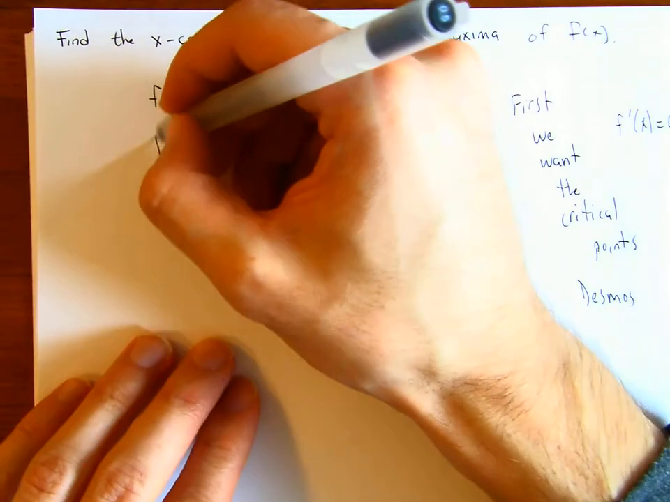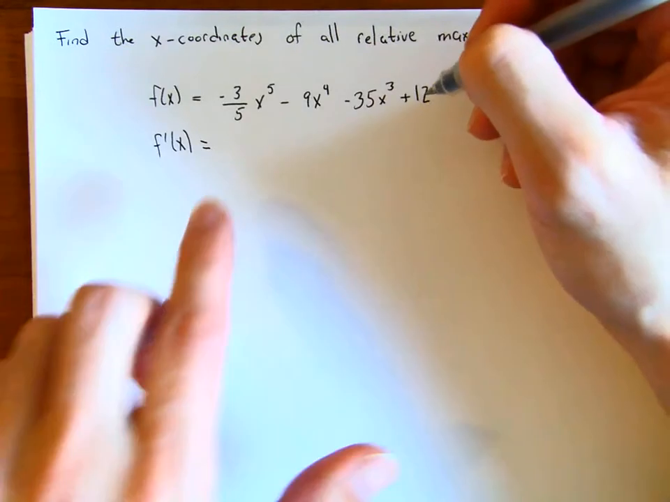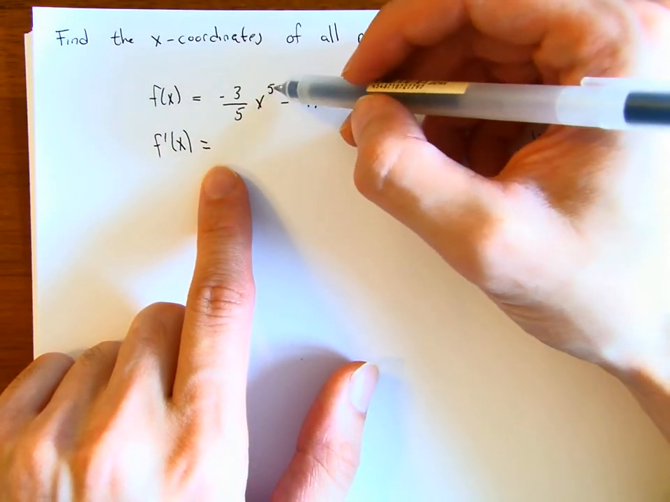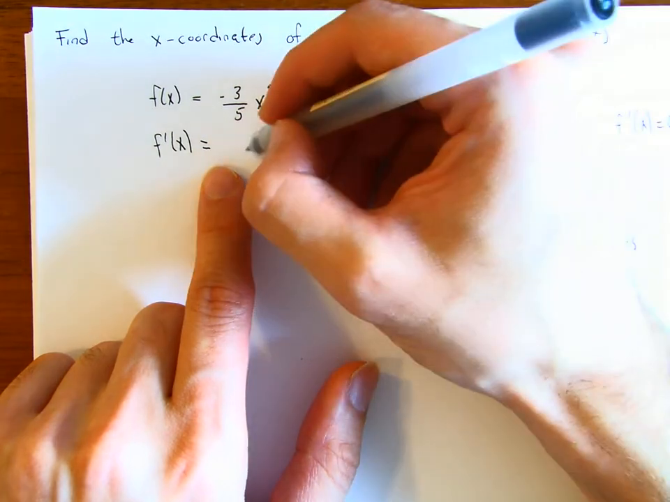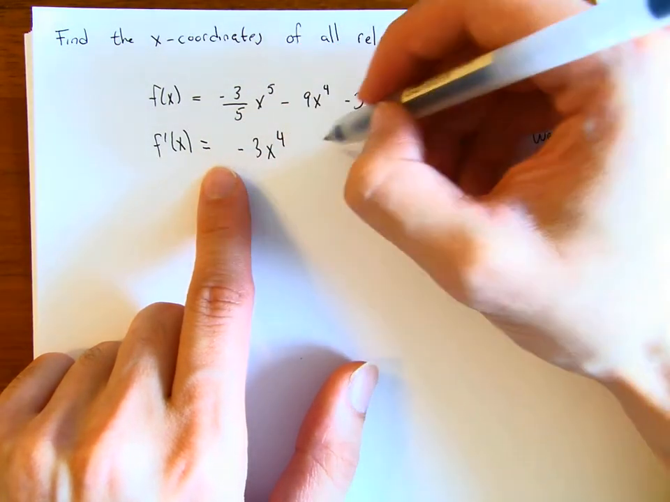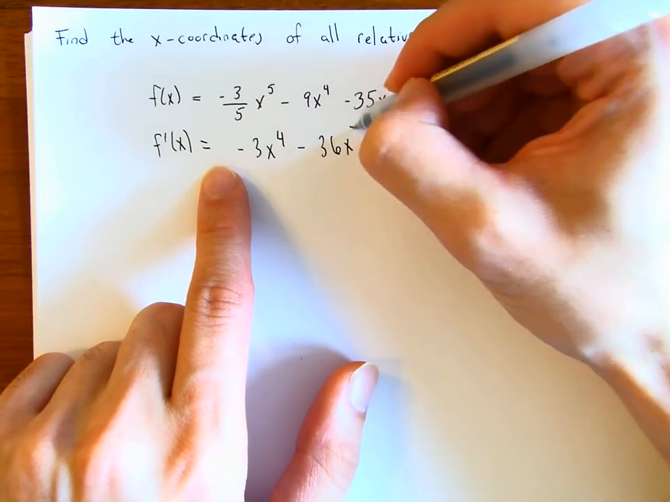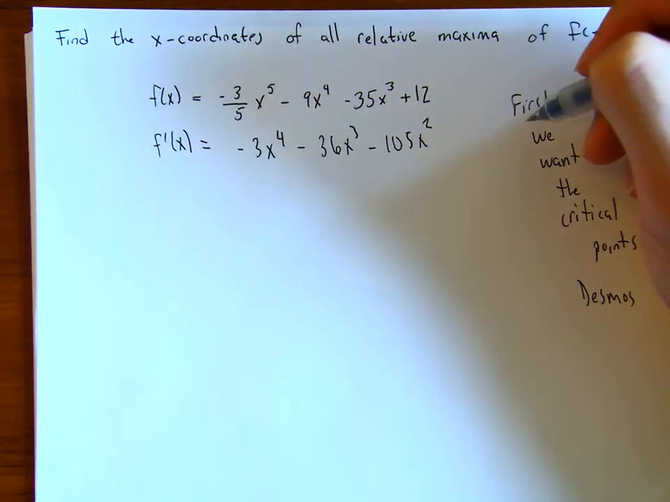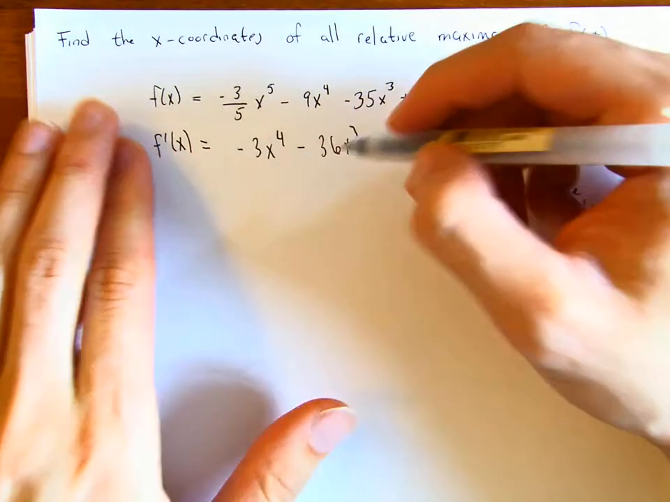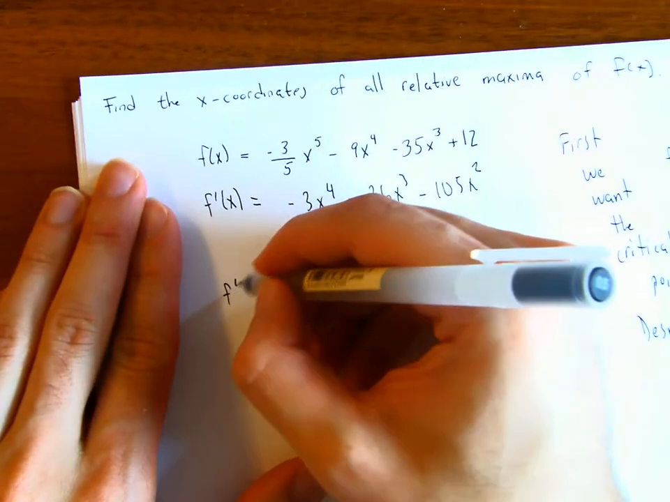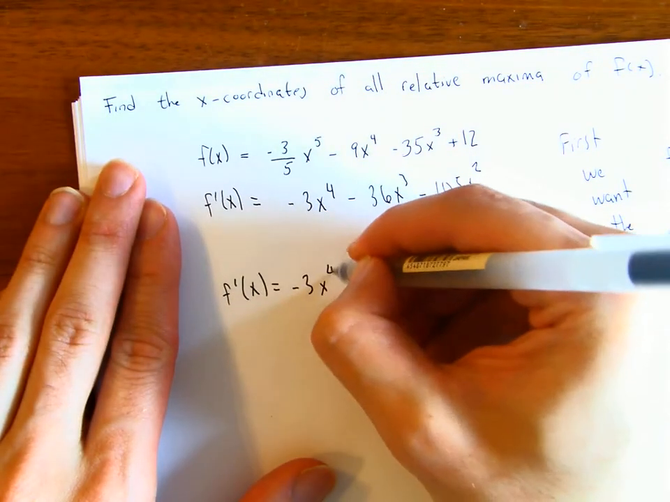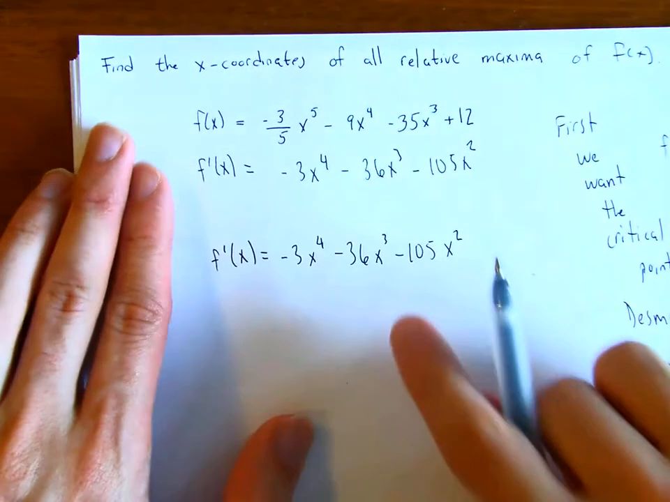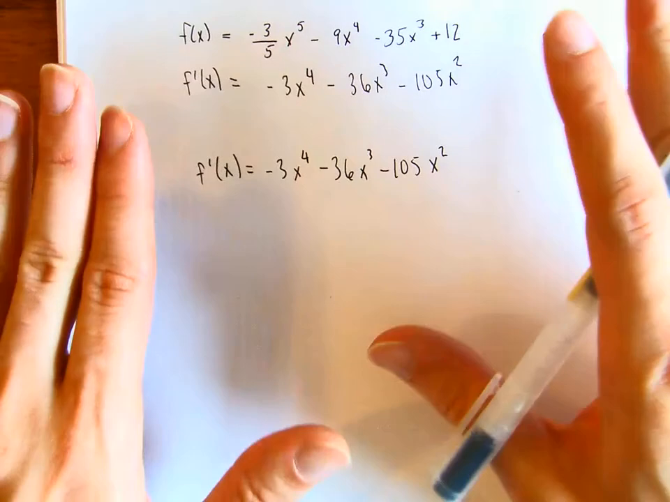So here, what are we going to do? Let's first find f prime of x, and we've got to actually figure this one out. What is 5 times negative 3/5? It just becomes negative 3x to the 4th minus 36x cubed minus 105x squared. Now, how do we get to this point over here? Now you know that f prime of x is equal to negative 3x to the 4th minus 36x cubed minus 105x squared. Now, I found a difficult problem for us to do, so be patient with it.